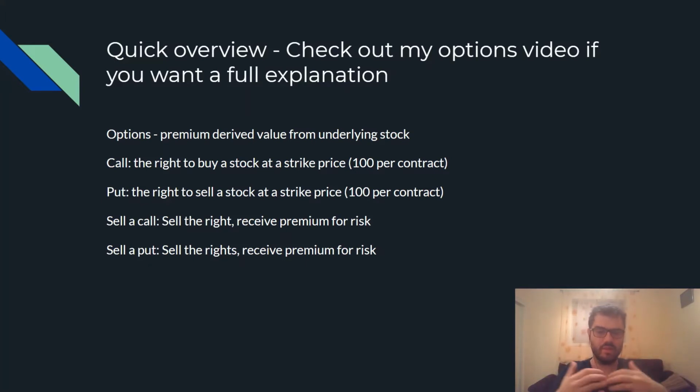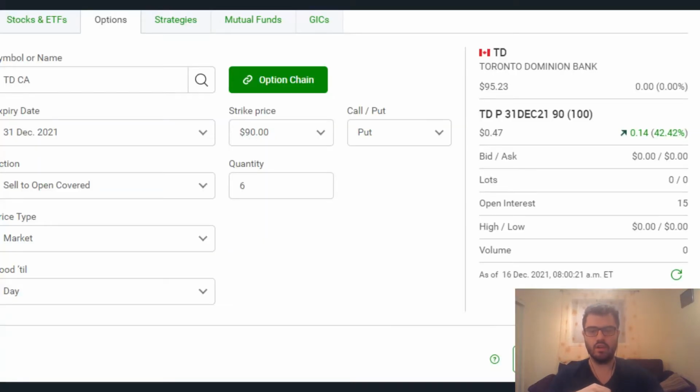So a put is the right to sell stock at a strike price. The call is the right to buy a stock at a strike price. Don't get confused. It's 100 per contract, so we'll go over that. But you are doing this in multiples of 100. Okay. When you're selling a call, you're selling the right to receive premium for risk of losing your shares. To sell a put, you're selling the right and receiving the premium for risk of having to buy shares at an obligatory price. Okay, so now I just want to show you guys how to actually input that order.